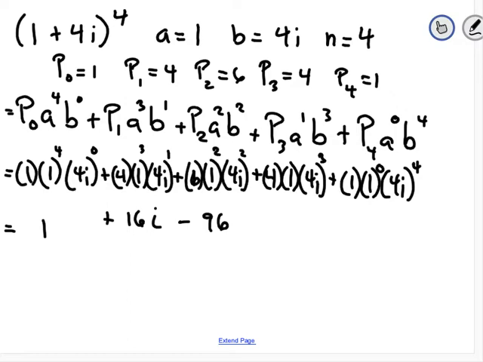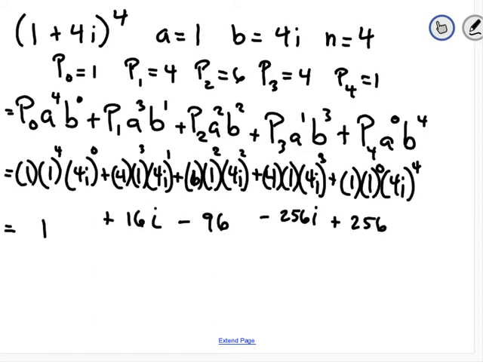Same thing here. We got 4 again. So 4 times 4 cubed. 4 cubed times 4 will give us 256. i cubed is a negative i. So that means we have -256i. And last but not least, we have 4 raised to the 4th power, i raised to the 4th power. That's going to give us positive 256 because i to the 4th power is positive 1.